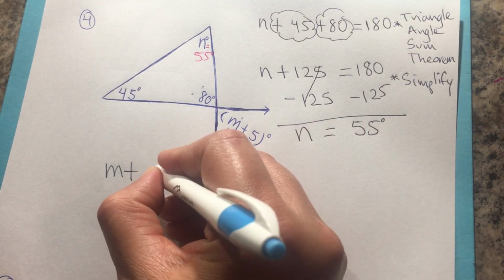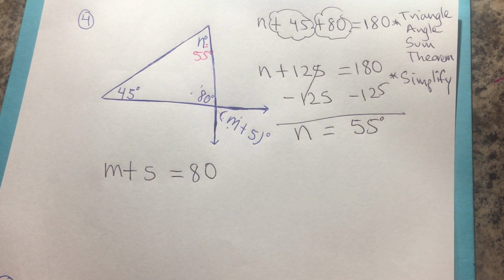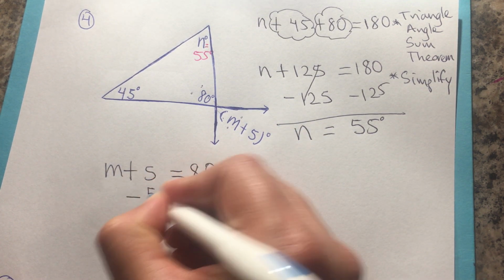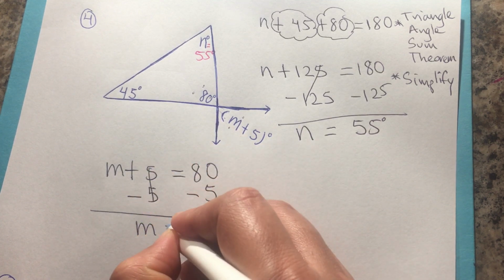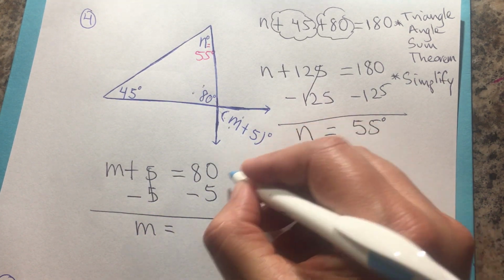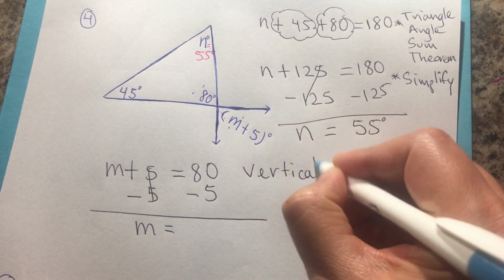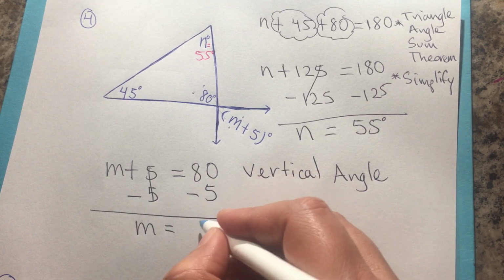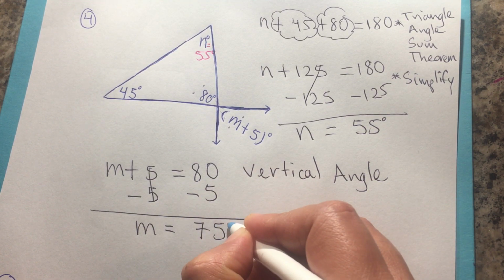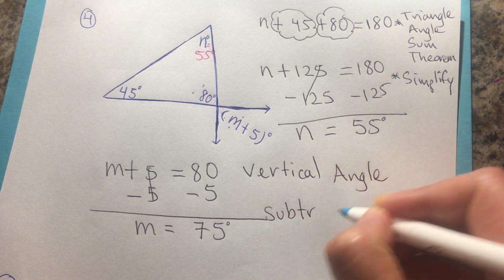So n plus 5 equals 80. I subtract 5 from both sides. Oh, sorry, the reasoning is because they are vertical angles. When I subtract 5 from both sides, I get 75 degrees, and this was because of the subtraction property.